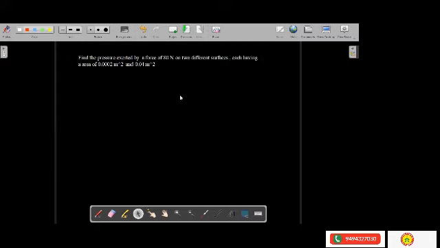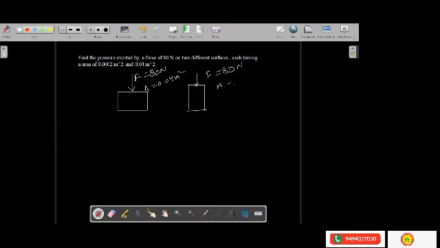Sir, the second one, can you explain? Second question. For your help, I'm also drawing the diagram here. You have two objects. Force is the same. On both of them, forces are the same. Here force is 80 Newton, and here force is 80 Newton. But this one has an area of 0.04 meter square, and this one has an area of 0.0002 meter square.